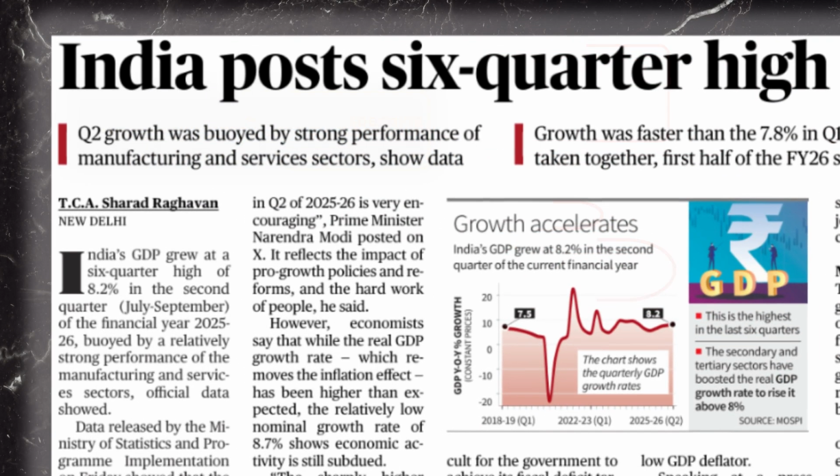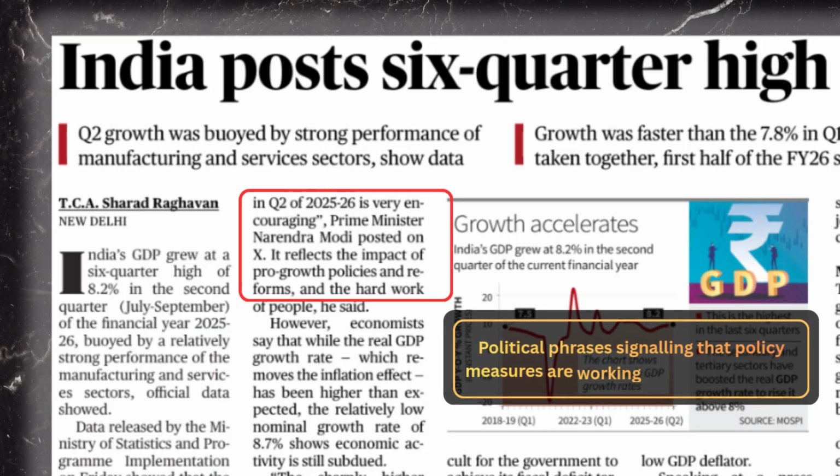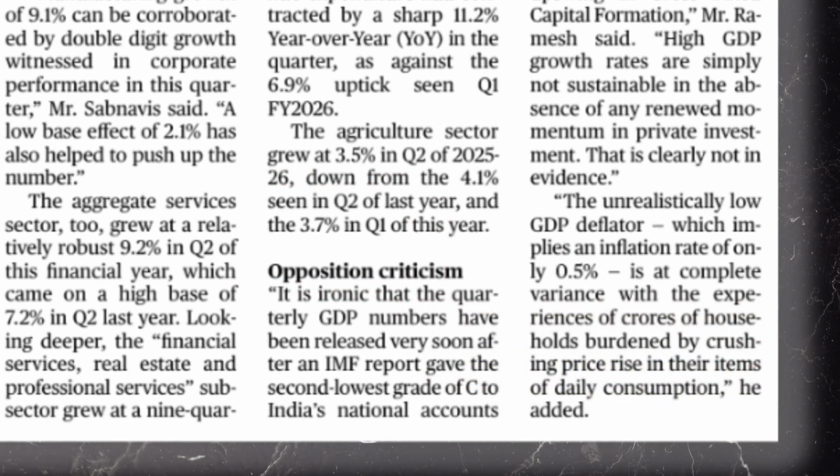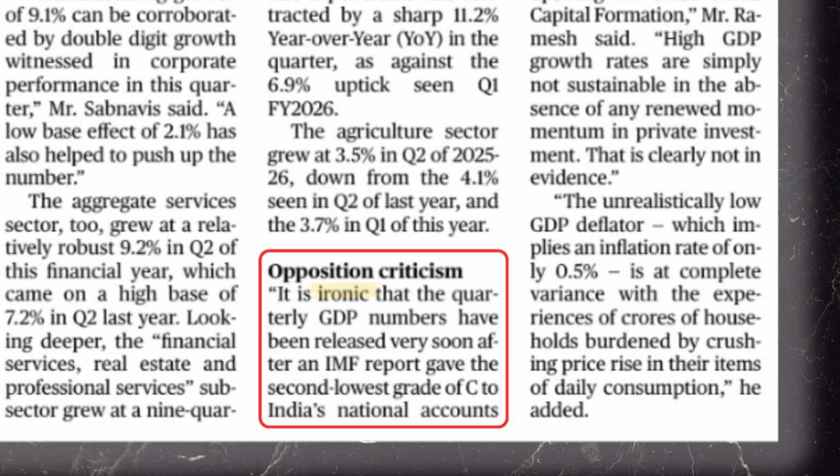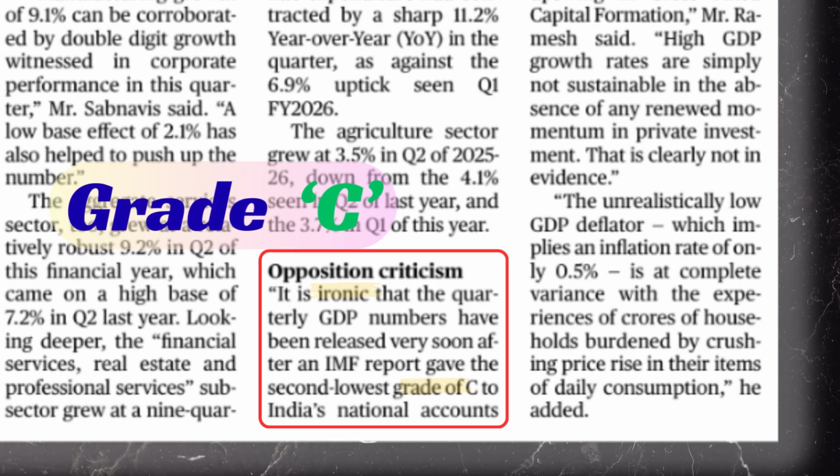When the government says the data is encouraging and reflects pro-growth policies and reforms, these are political phrases signaling that policy measures are working according to them. On the other hand, the opposition calls the data ironic and questions its accuracy, pointing out that the IMF recently gave India's national accounts a grade of C. This phrase, questions the data, means they doubt the reliability of the statistics.